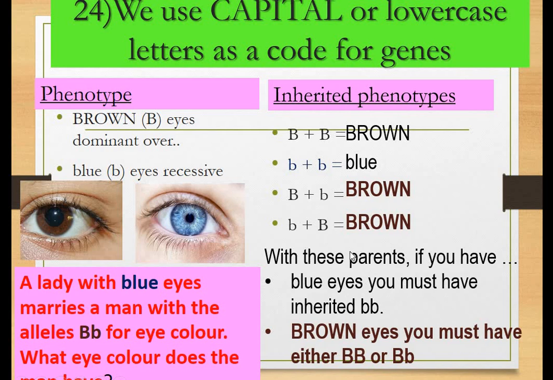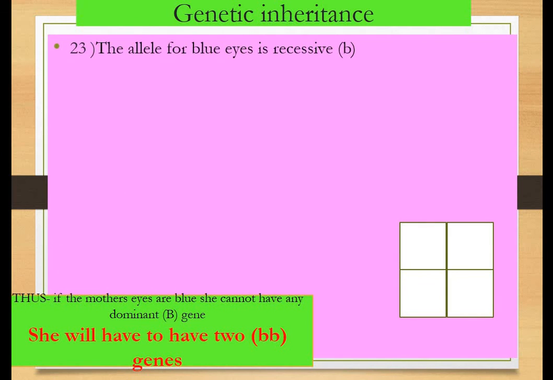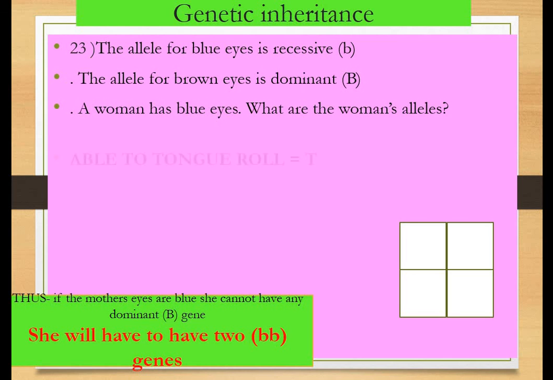So just a reminder, for anybody to have blue eyes, they must have 2 recessive b's. For anyone to have brown eyes, they must just have 1 capital or dominant gene for brown, and then that person would have brown eyes. So the allele for blue eyes is recessive, the allele for brown eyes is dominant. You already know that. This was question 23.